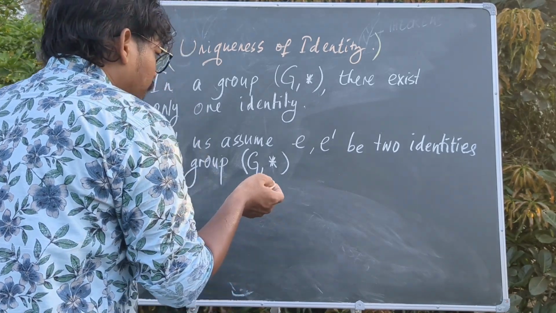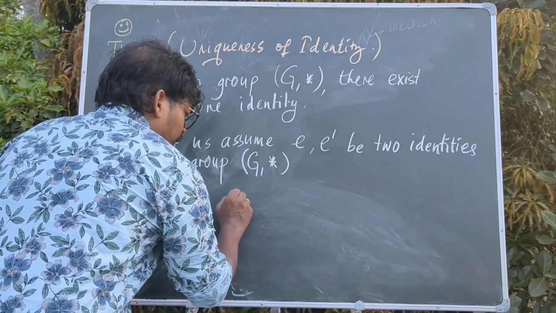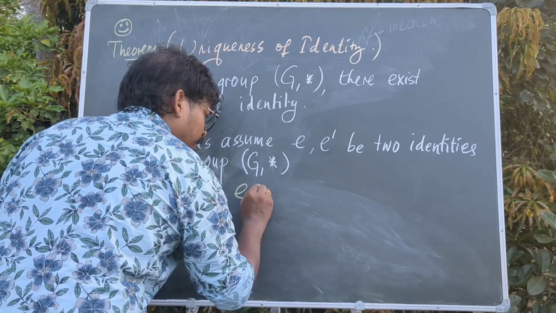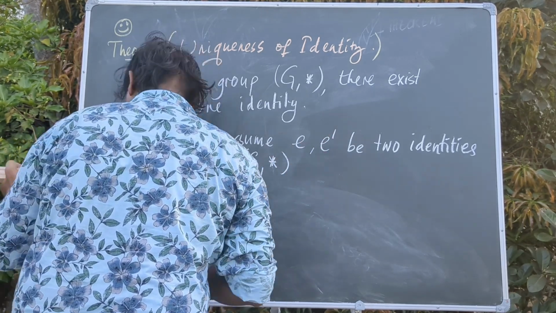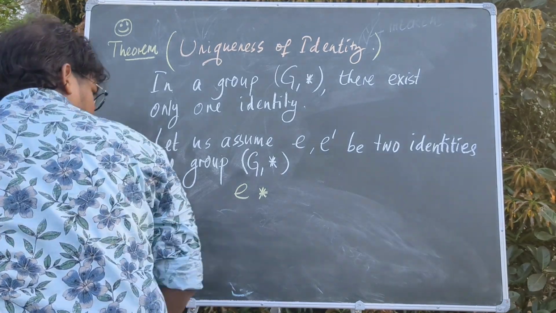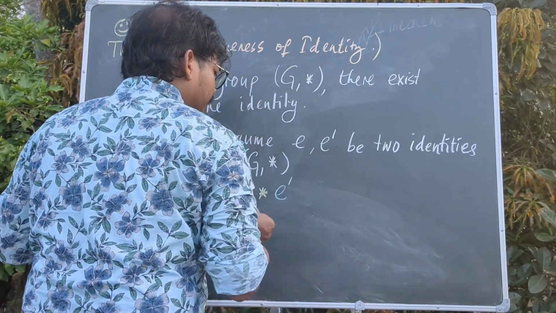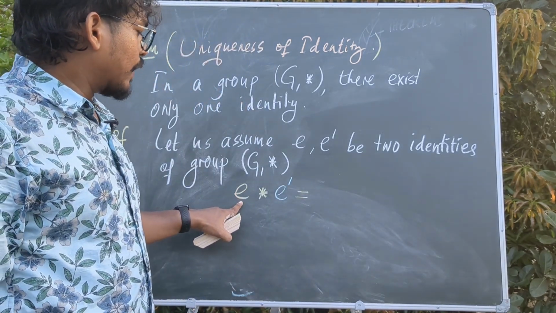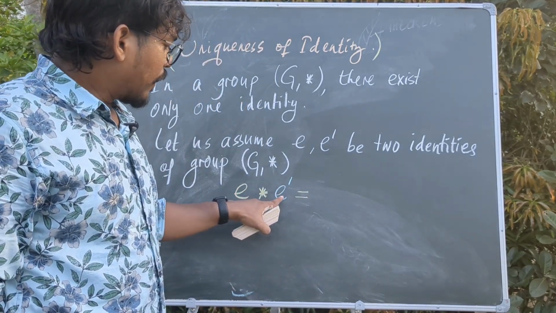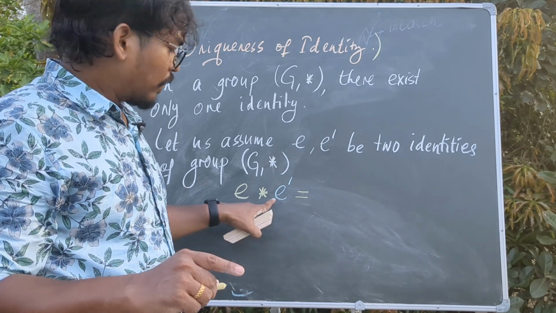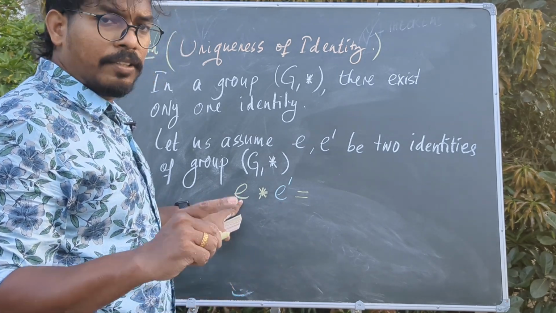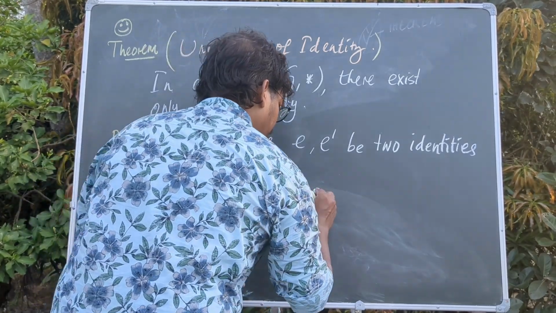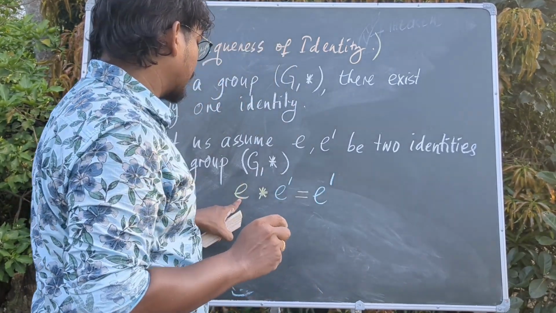See, if E and E dash are two identities, then E star E dash. I will take E as identity and E dash one element of G, and what does identity do? E star E dash is E dash, as this is identity.